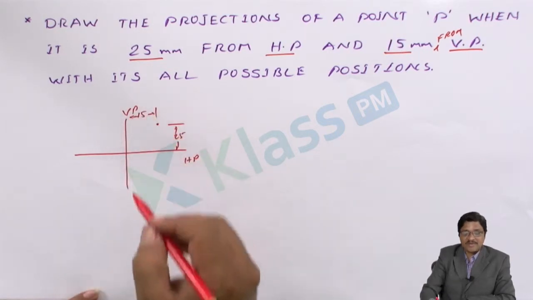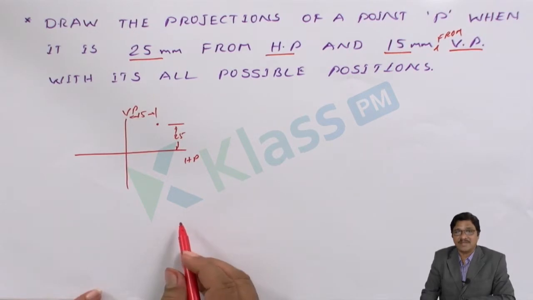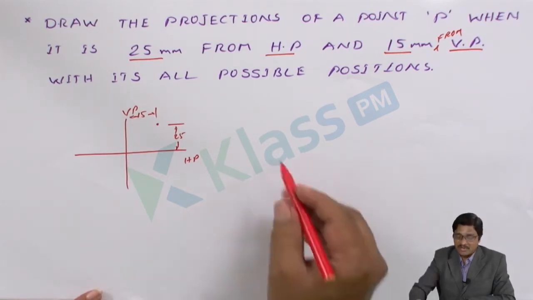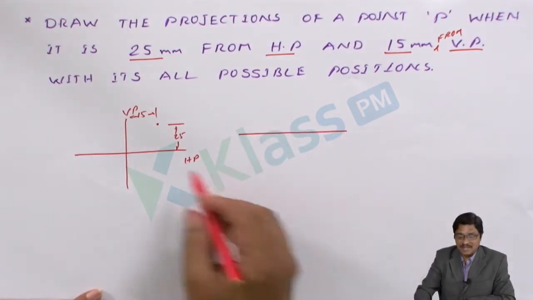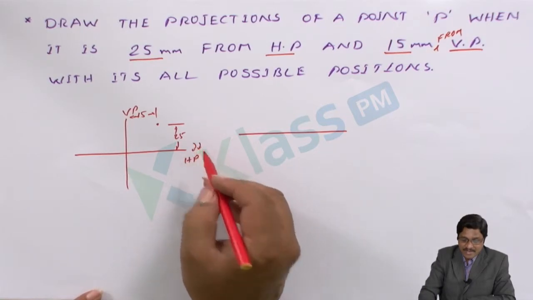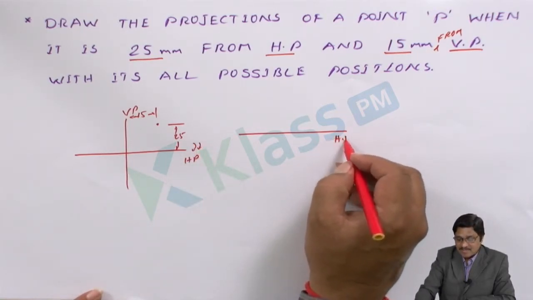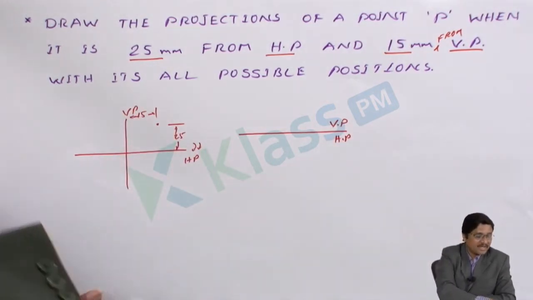Now we know that for the first quadrant, as we explained previously, to represent the projections of the point you should draw the XY reference line. Whenever we are speaking of the first quadrant, the horizontal plane is rotated, so the horizontal plane comes below it and the vertical plane is always above it. So now, coming to directly drawing the projection.